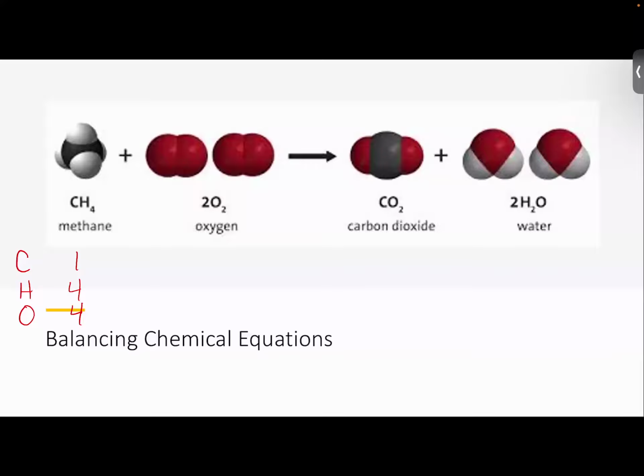On the product side, we have 1 carbon. We now have 4 hydrogens because there are 2 H2Os. So there are 2 times 2 or 4 hydrogens. And there are 4 oxygens because there are 2 in the carbon dioxide. And then since we have 2 water molecules, we have the other 2.